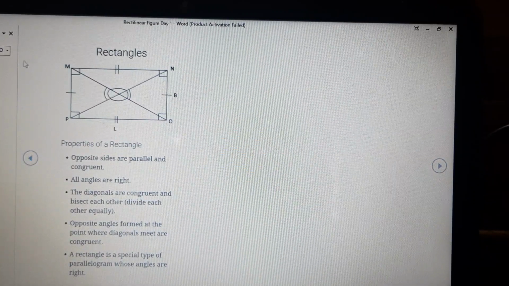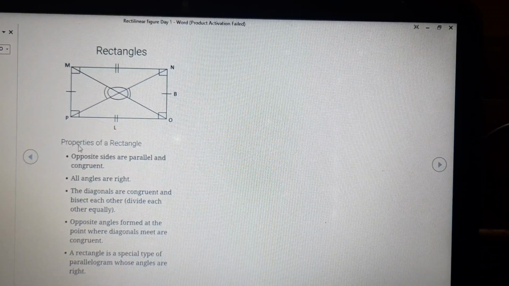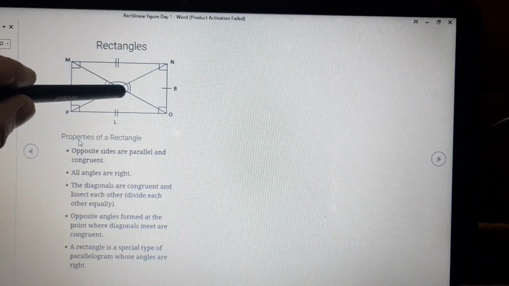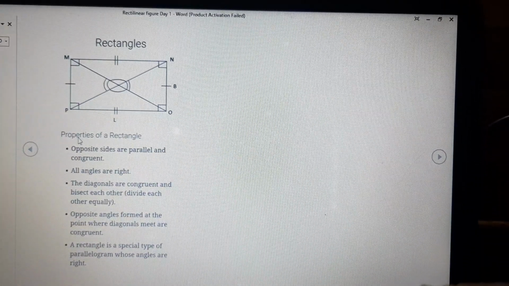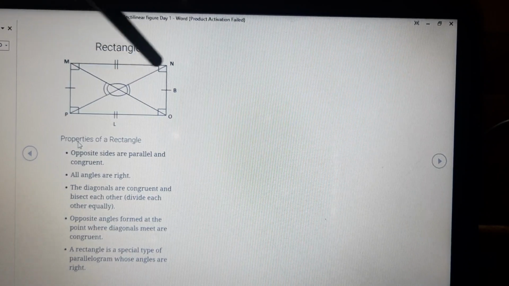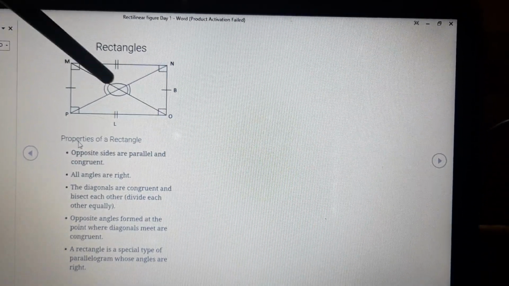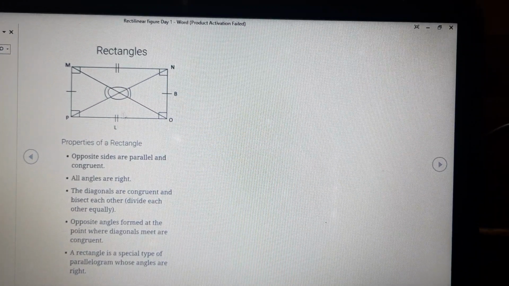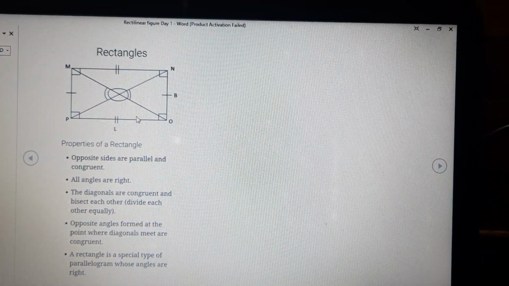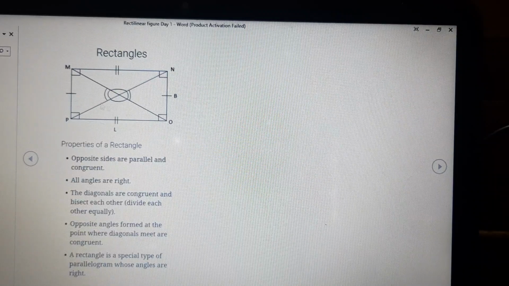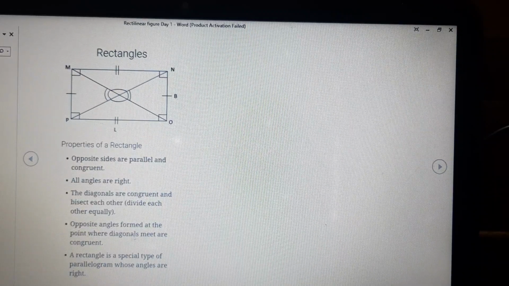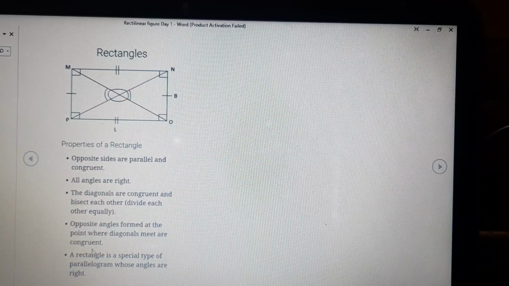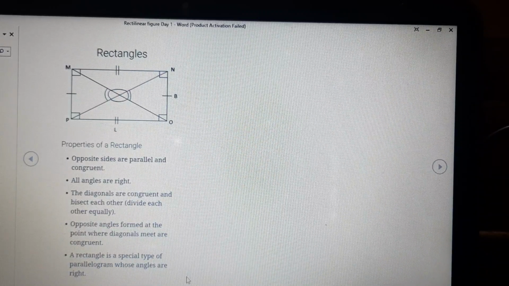Diagonals. What about the diagonals? Diagonals of a rectangle are equal and they bisect each other. It means if we have a midpoint over here, suppose A, then AP will be equal to AN, AM is equal to AO. Are you getting it? Both the diagonals are equal and they bisect each other. Okay, fine. And opposite angles formed at the point where diagonals meet are congruent. I mean they are equal.